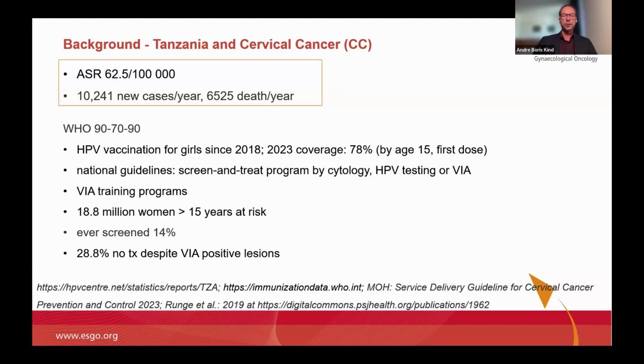There's a national screening and treatment program. You can screen either by cytology, by HPV testing, or VIA. However, due to financial constraints, it's basically only VIA which is done, and some HPV screening pilots are starting now. In the screening age between 30 and 65, an estimated 15% of women have ever been screened. So we are very far away from the 70% we are aiming for, and 30% of those who have been screened do not receive any treatment despite having positive lesions in VIA.